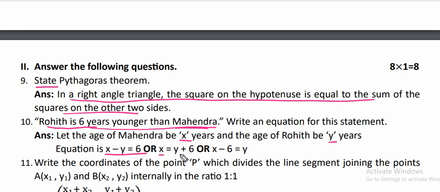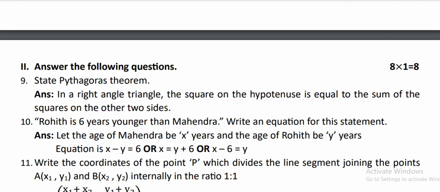Or we write x is equal to y plus 6. For the age of Rohit, if we add 6, that gives you Mahendra's age. Or we write like this also: Rohit's age is equal to Mahendra's age minus 6. So we have to write any one of these, not all. Any one of the equations you write, you get the marks. And then we move on to the next one.